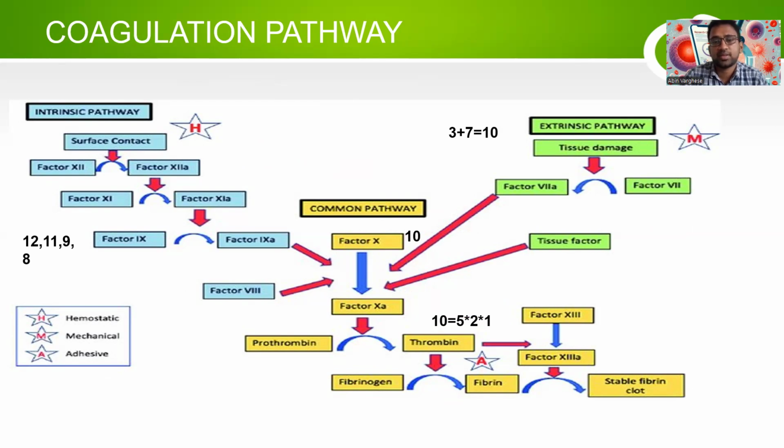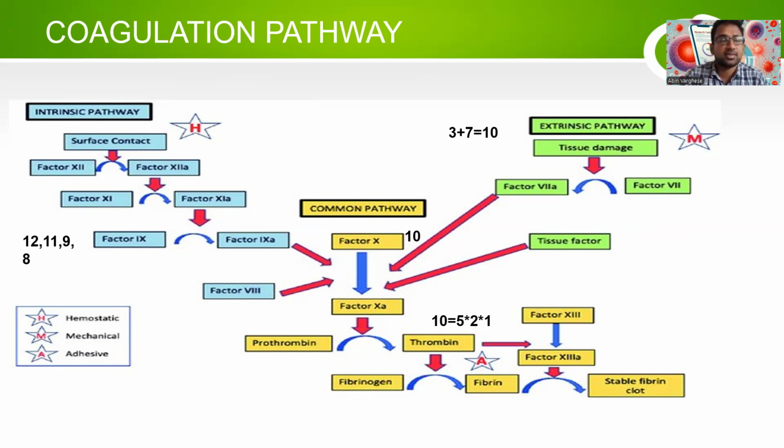In the extrinsic pathway, whenever there is tissue damage, factor 7 is activated to activated factor 7. Factor 7 along with the tissue factor, which is factor 3, causes the activation of factor 10 to activated factor 10, and this causes the conversion of prothrombin to thrombin. This thrombin converts fibrinogen to fibrin, and with the help of fibrin stabilizing factor it converts the fibrin to a stable fibrin clot.